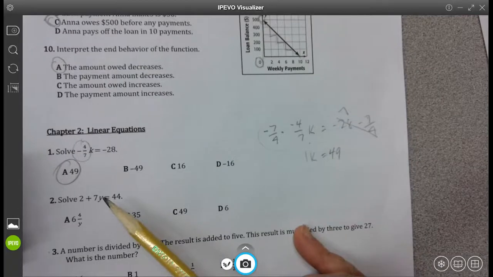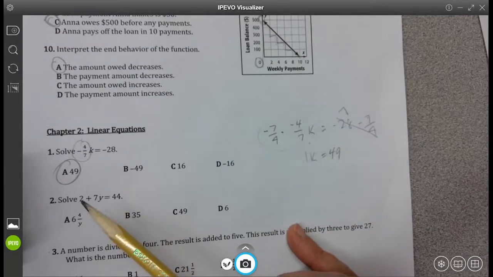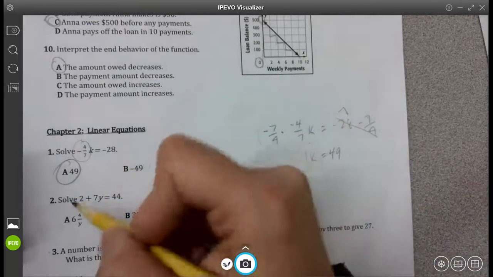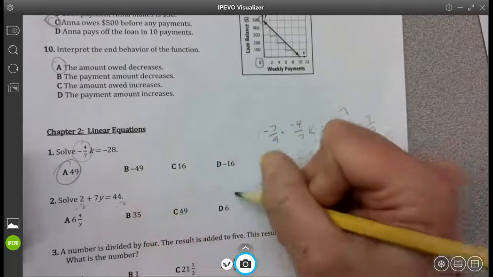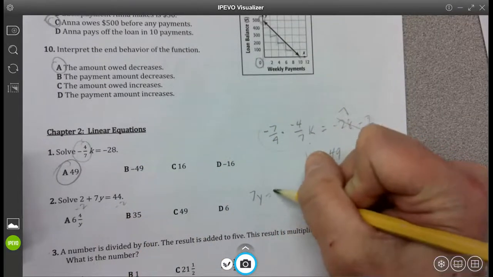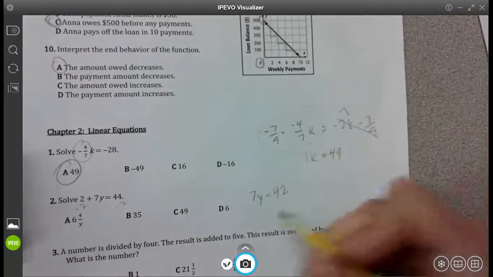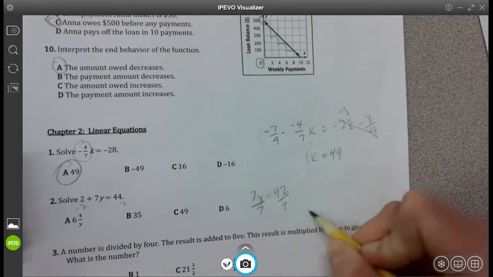Number 2, solve. Well, I have to get y by itself. That's solving. Isolating our variable. So I have to get rid of positive 2, and I have to get rid of 7. How do I get rid of a positive 2? I have to subtract 2. So 7y equals 42. Divide by 7, we get a beautiful 6.